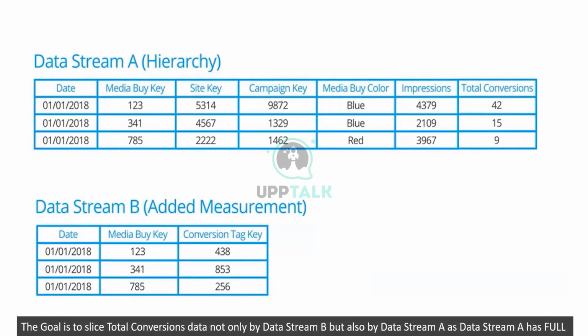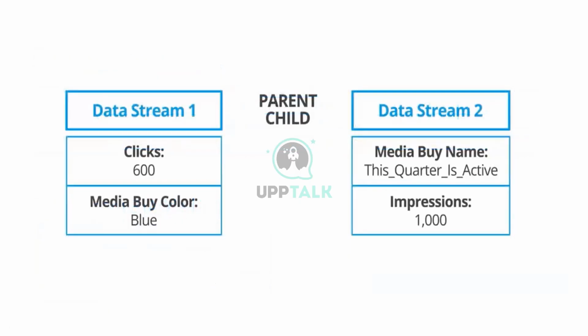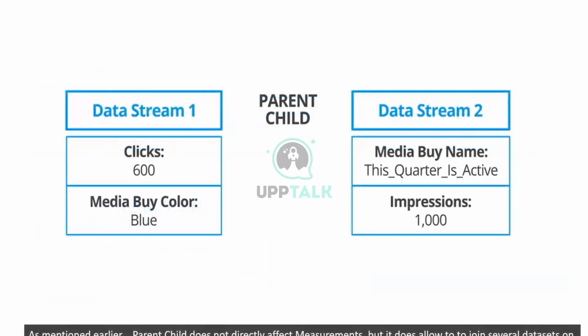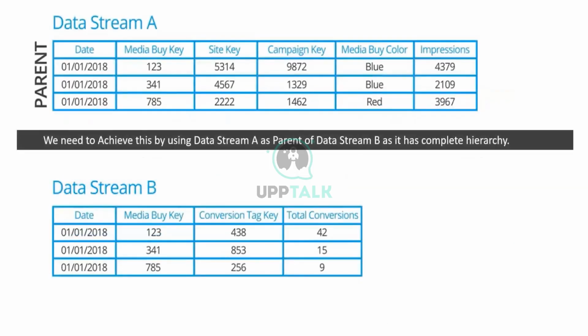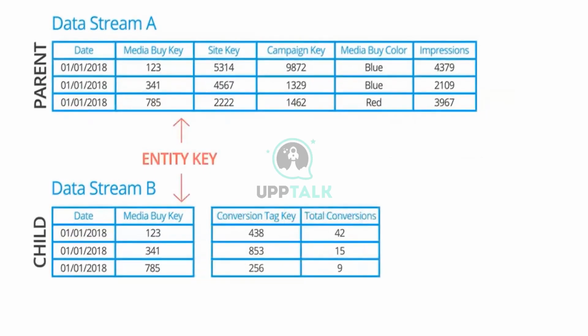The goal is to slice total conversion data not only by data stream B but also by data stream A, as data stream A has the full hierarchy. We see that the parent does not affect measurements, but it allows us to join several data sets of identical entities, and let's see how it happens. We need to achieve this by using data stream A as the parent data and data stream B as the child, with the common keys being the entity key.